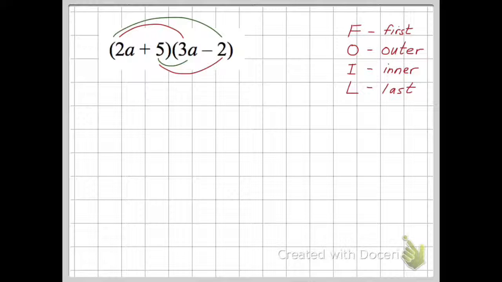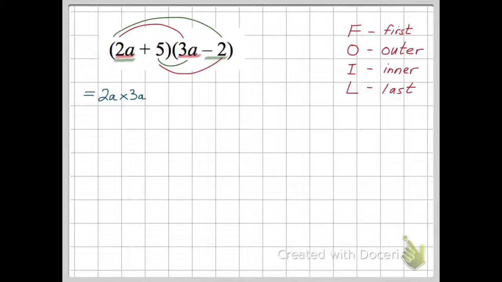The most common mistake that students make is doing something wrong with negative signs. So the main advice to avoid this mistake is to write out the multiplications in full following the FOIL method. So let's look at that. We start with the first pair, 2a times 3a. Both numbers are positive. The next pair, outer, is 2a times negative 2.